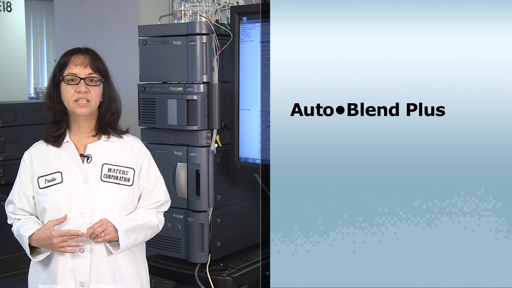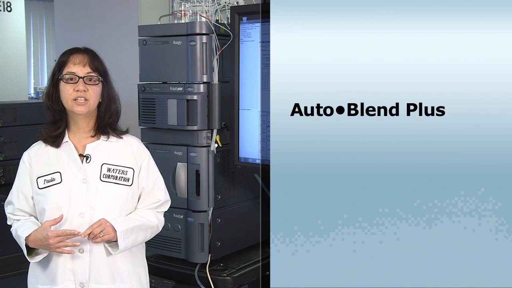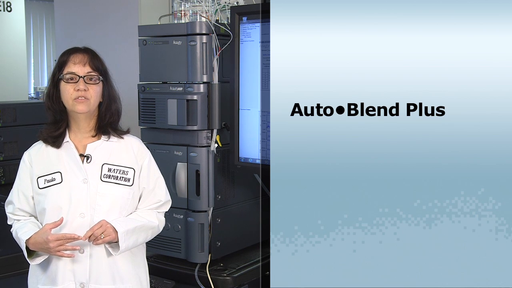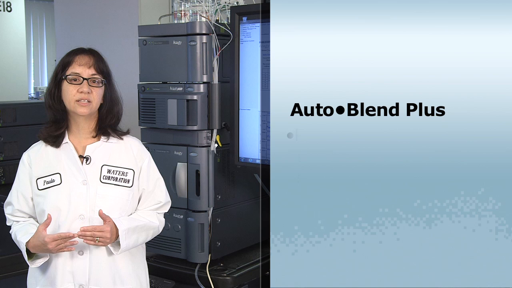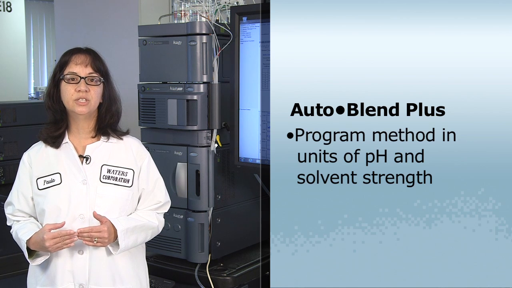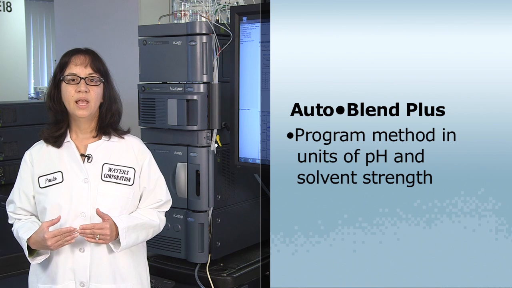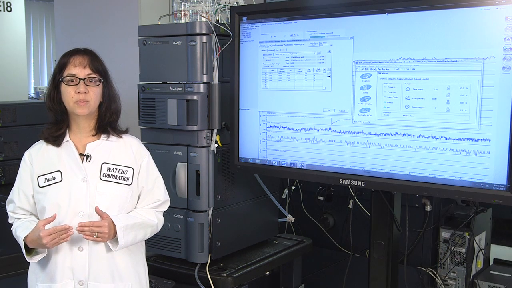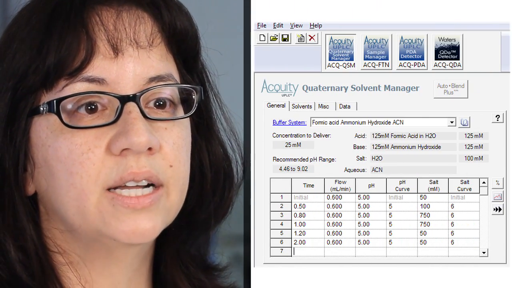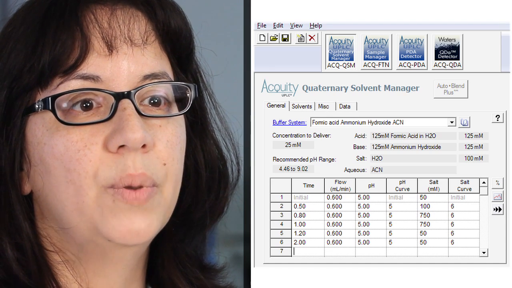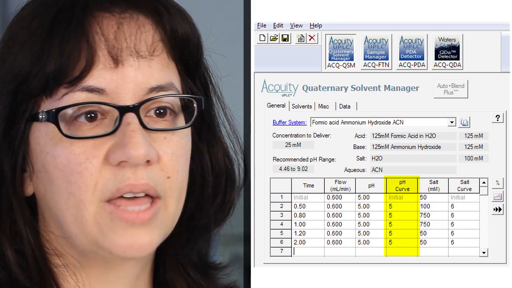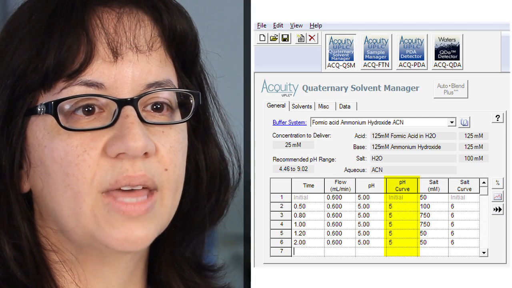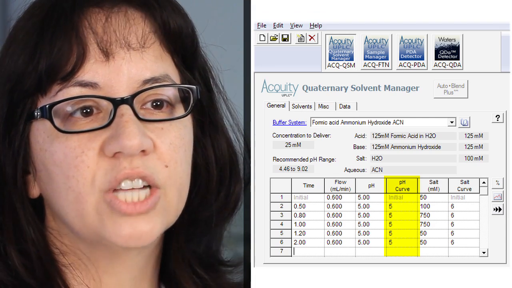AutoBlend Plus is a technology that is included within the instrument operating software of the Acquity UPLC H-Class system. AutoBlend Plus allows us to directly program the method in units of pH and solvent strength. It can also be used in methods for both small and large molecules. As you can see here, the instrument method does not contain percentages, but permits direct entry of the desired pH. You can program different methods at different pHs without making new buffers or changing bottles.